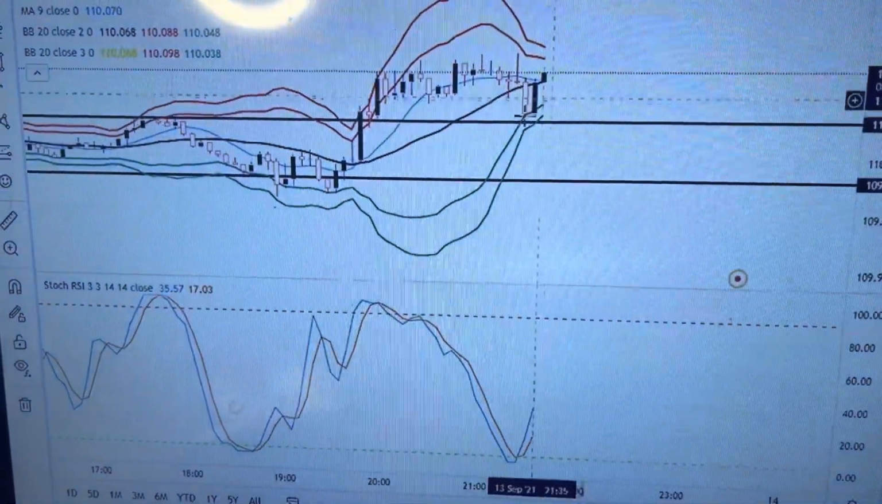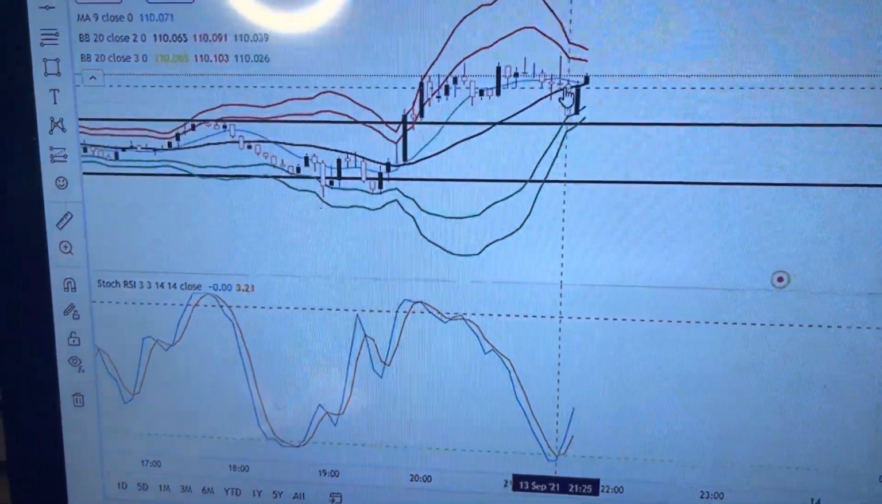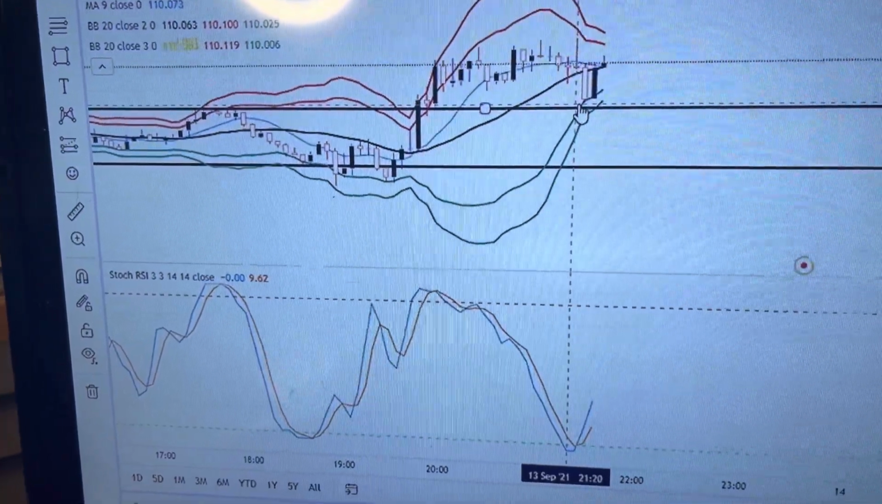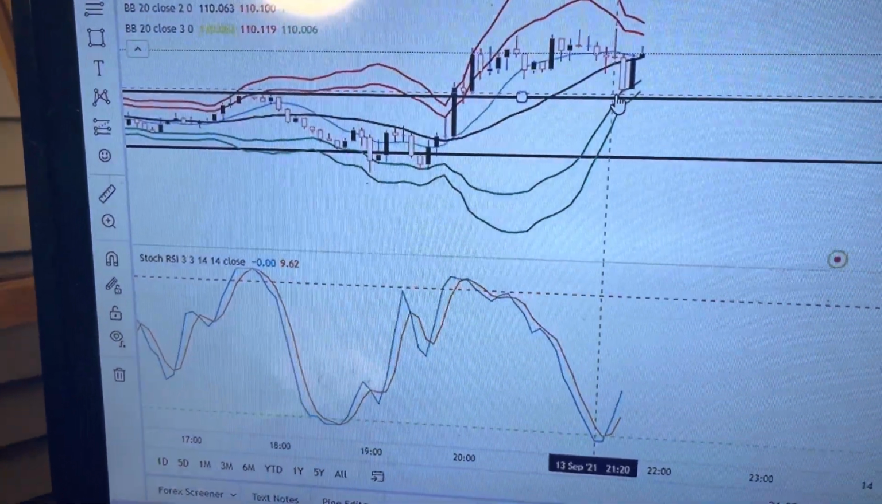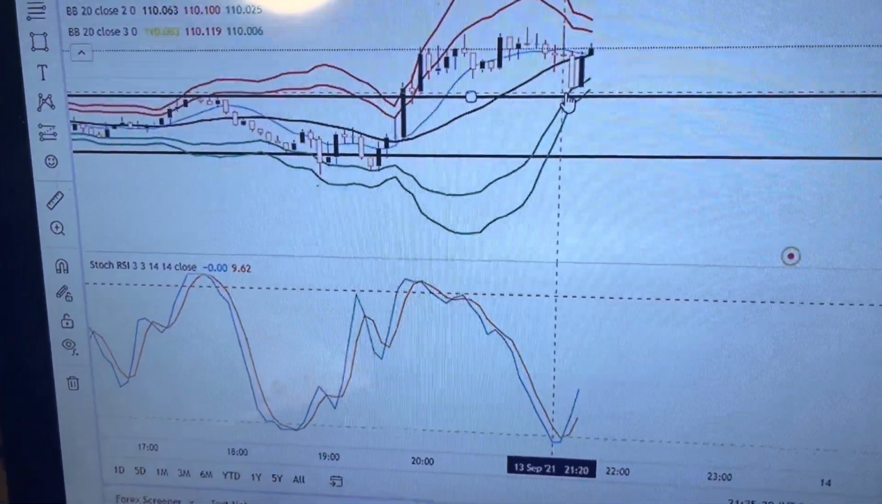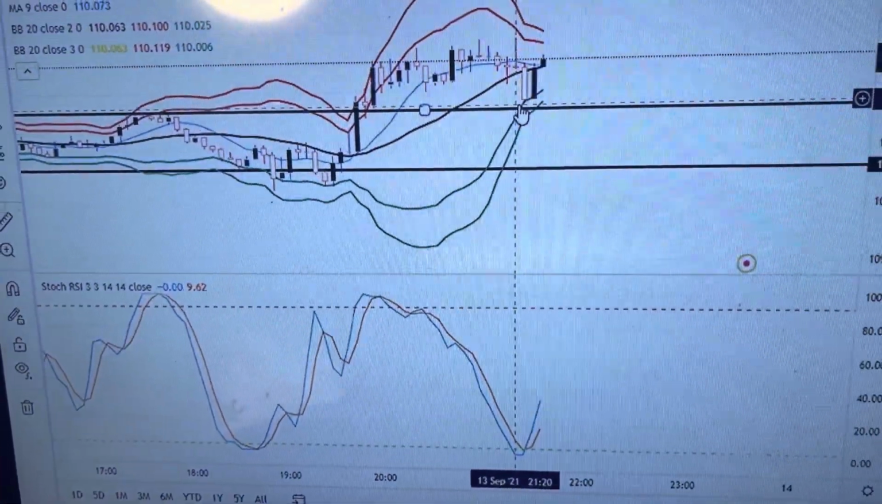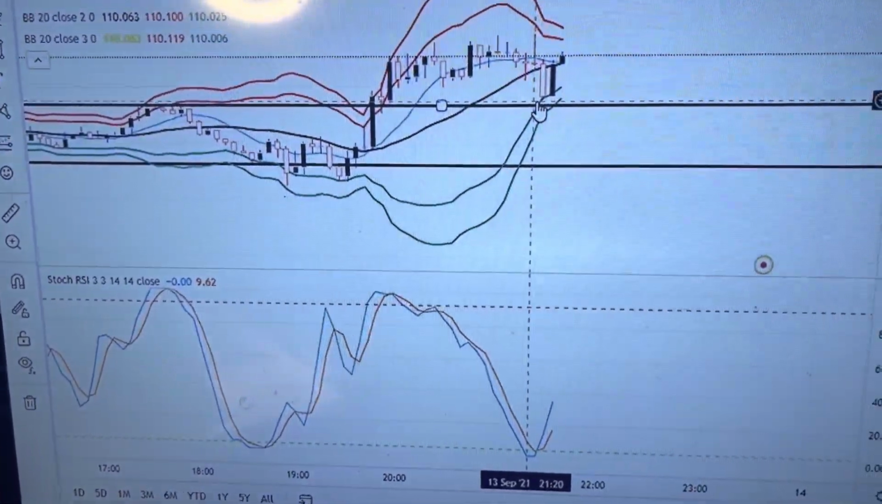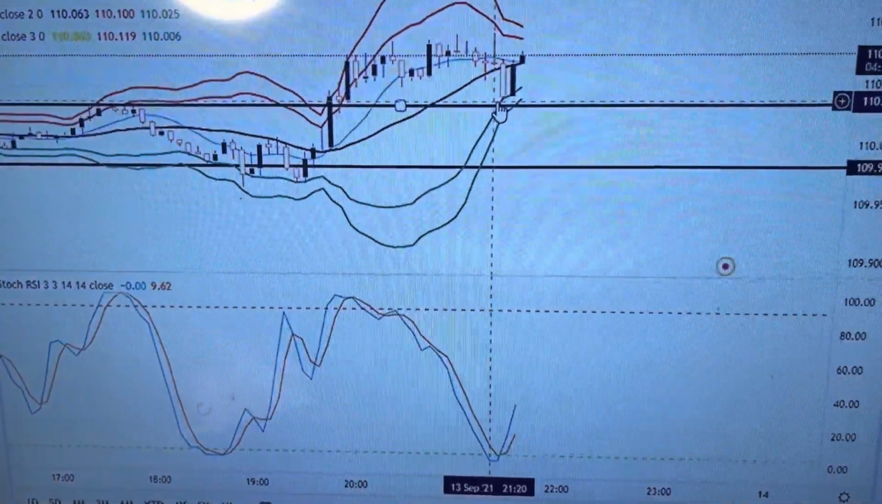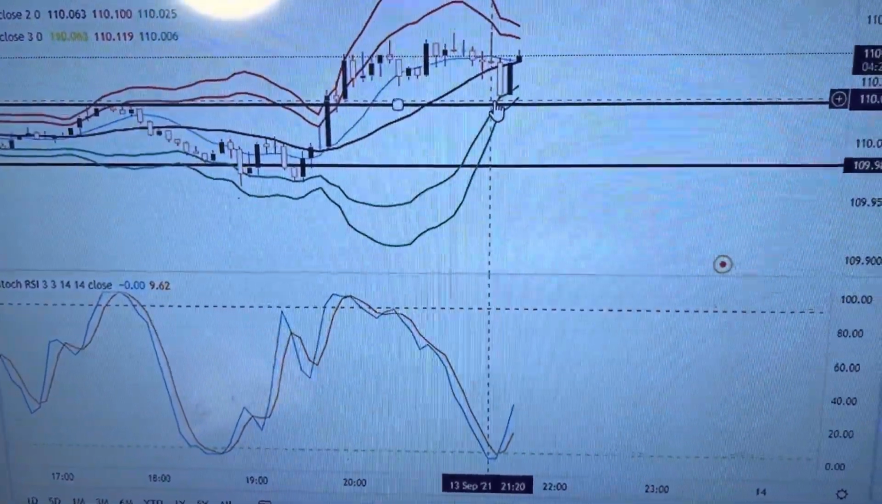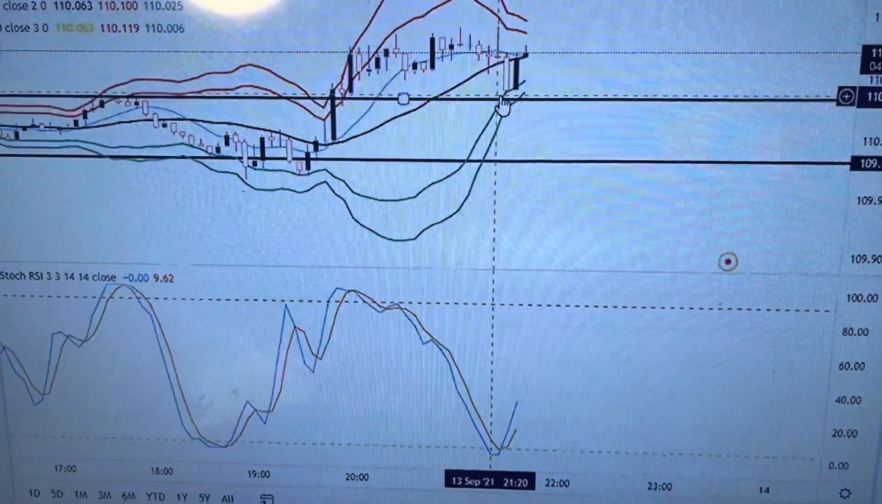So right here, we had a long red candlestick. And if you guys have been trading Forex, especially with binary options, you guys know after a long candlestick like that, you're usually going to get a candle going in the opposite direction on that next candle.